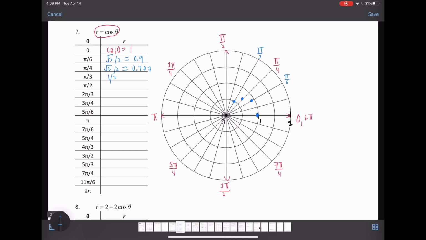And pi over 2, what's the cosine of pi over 2? We know that's 0, and we have a dot right on the pole, right on the origin. So congrats, right? We're done with our first quadrant worth of points. Now we got to go down the rest of the table.